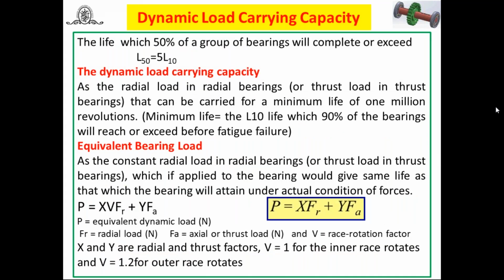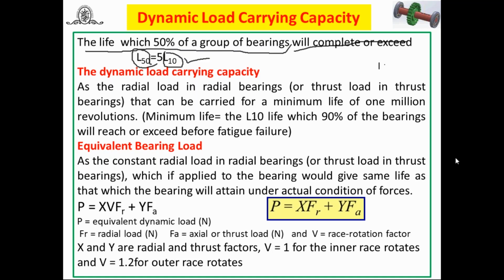You know very well, sometimes you are going to find out the median life of the bearing, the life which 50% of the group of bearings will complete. So out of 100, only 50% of the bearings complete. So you will get L50 life. How to determine the L50? L50 is equal to 5 times L10. L50 means 5 times L10. Try to understand this relation also.